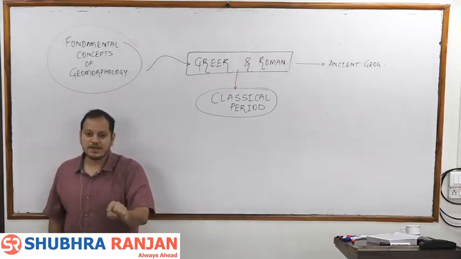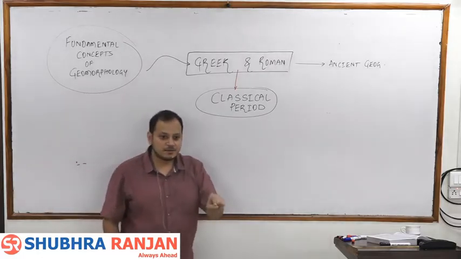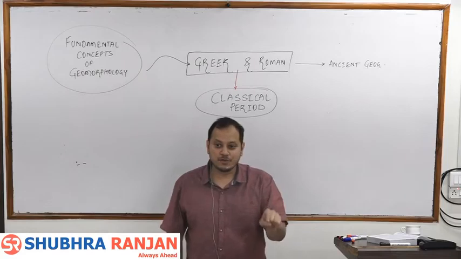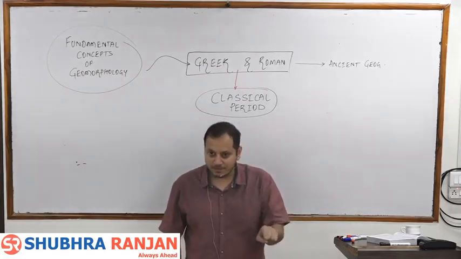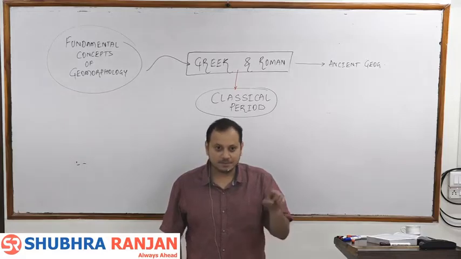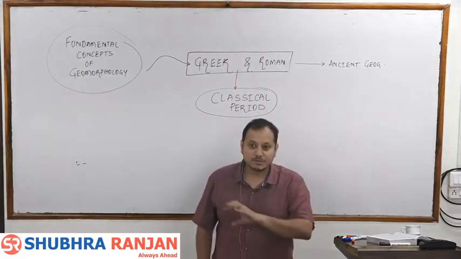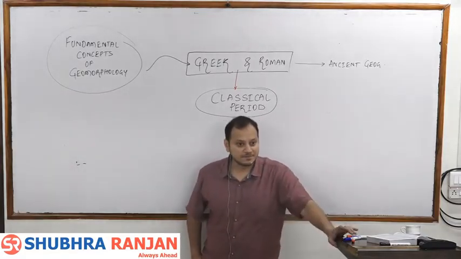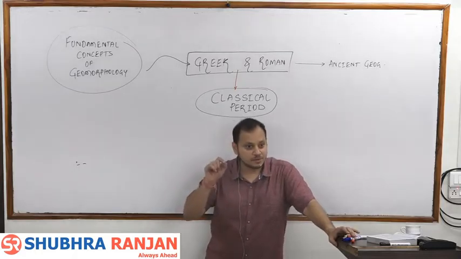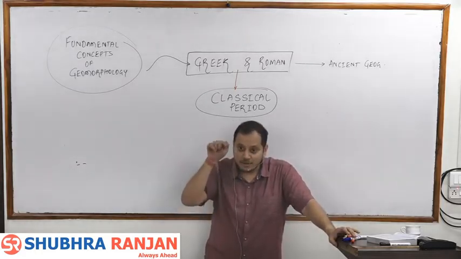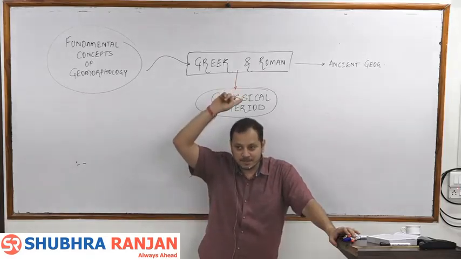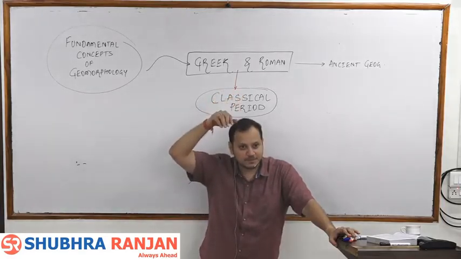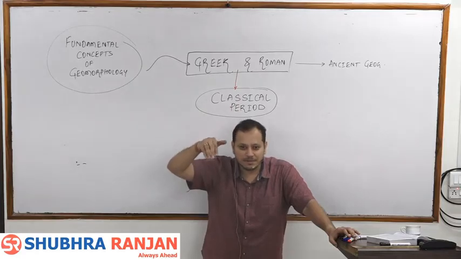Hutton challenged that idea and gave the concept of the principle of uniformitarianism. What is the principle of uniformitarianism? It says nothing is catastrophic. Everything is a very, very slow process, and all the processes which are operating today have been operating in the past. Getting it? So rivers will, over a period of time, break the rocks.